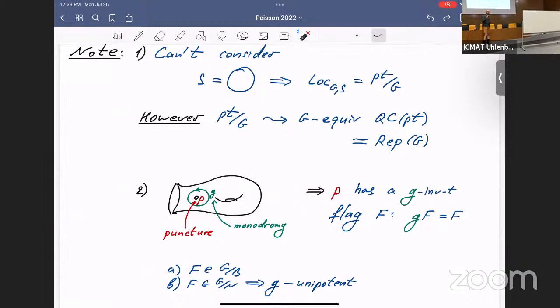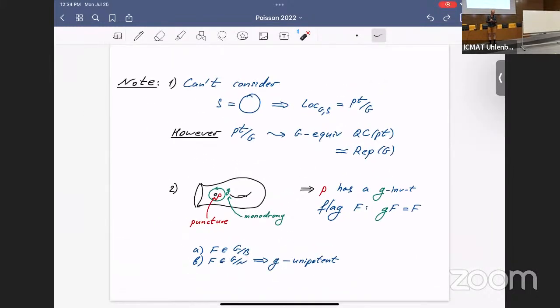So you have two choices. Either your flag is in G mod B, or you have a framed flag, it's in G mod N, but then your monodromy has to be unipotent, because otherwise it wouldn't preserve G mod N. In some cases, you would actually want to consider a G mod N flag at the puncture, and you cannot, because that's just not part of the story, and we'll discuss how you can actually make sense of it. All right.